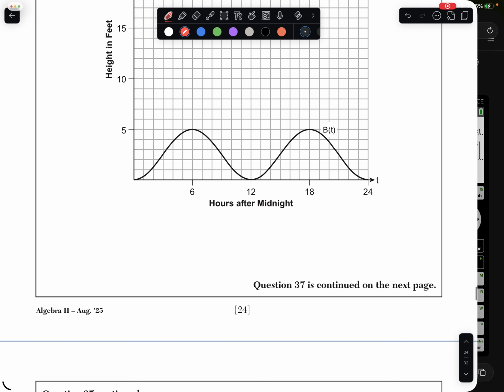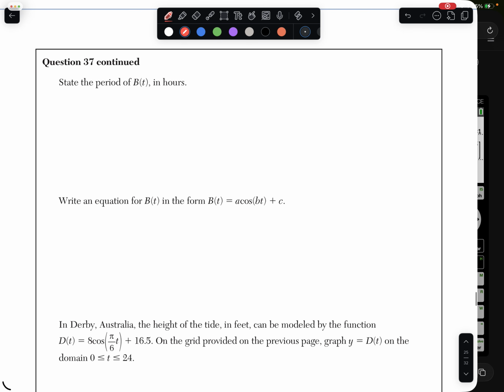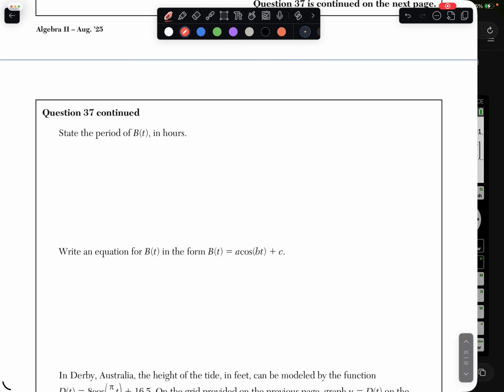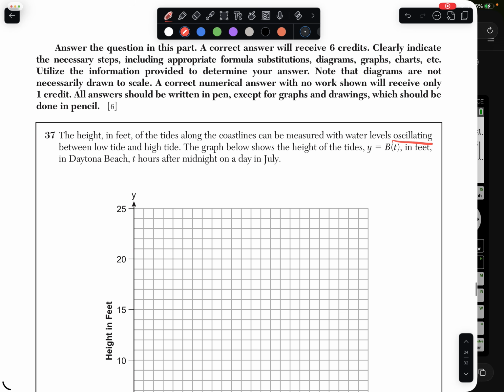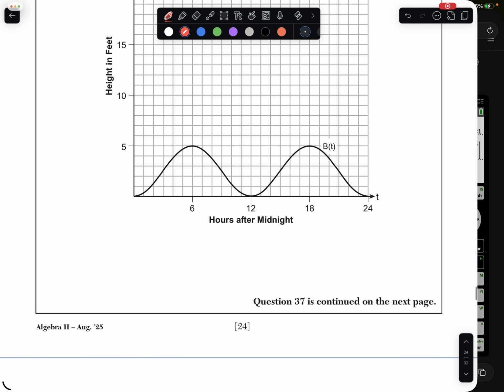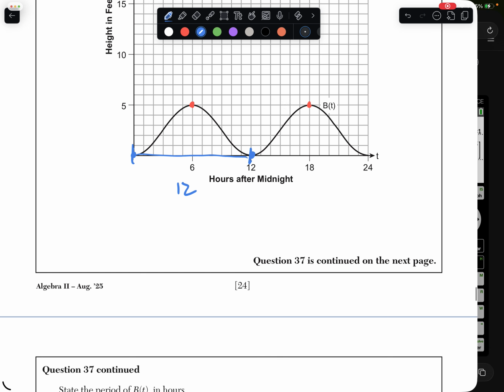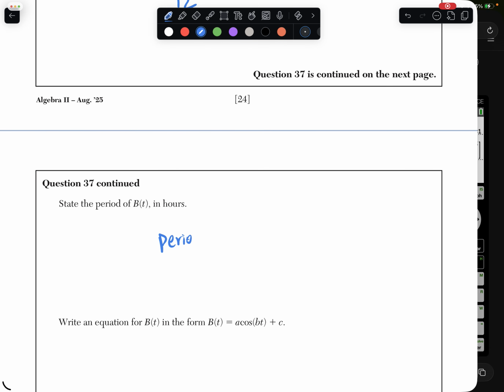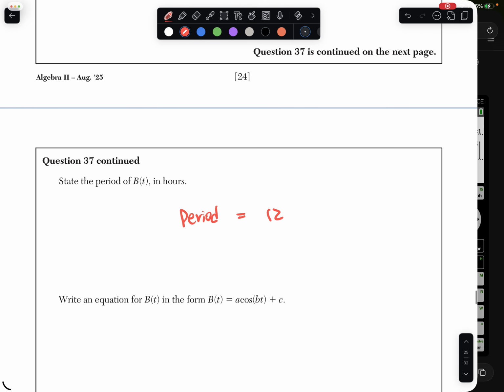And yeah. Okay. In Daytona Beach, t hours after midnight in July. So we are given a graph. Okay. State the period of B of t in hours. So the period, that's going to be the length of one cycle. So you can do from peak to peak, or min to min, or max to max. I think it would be easier to do from min to min, because this is just 12. So that means my period is going to be 12, and it gives you the units, hours.